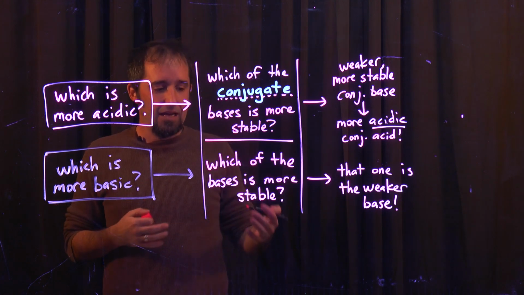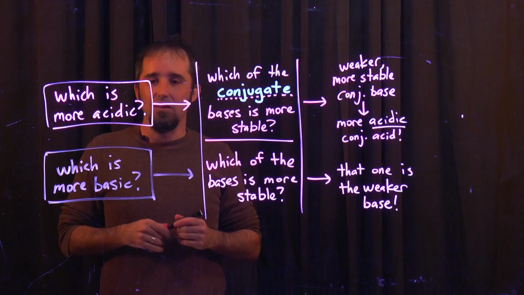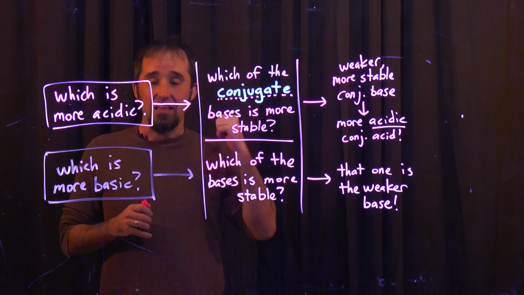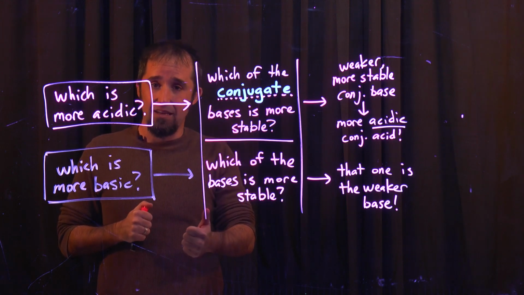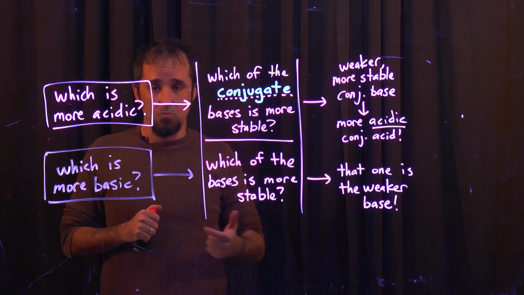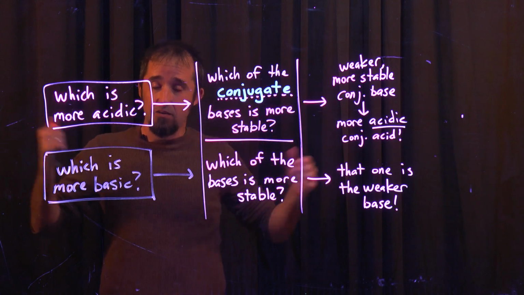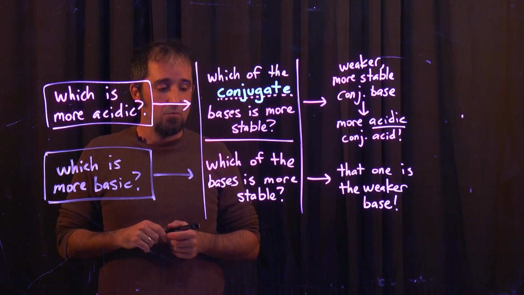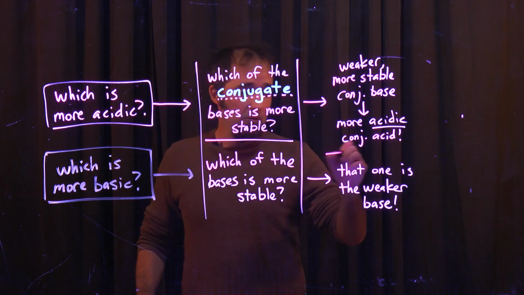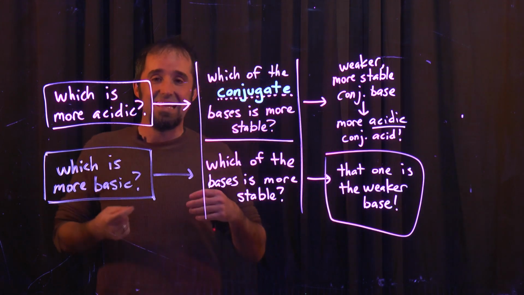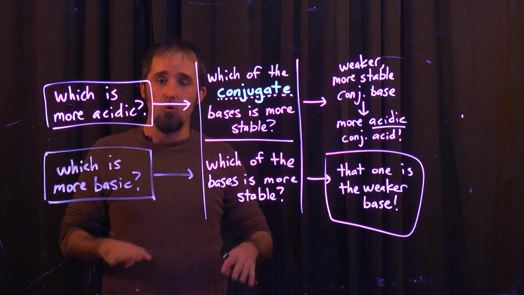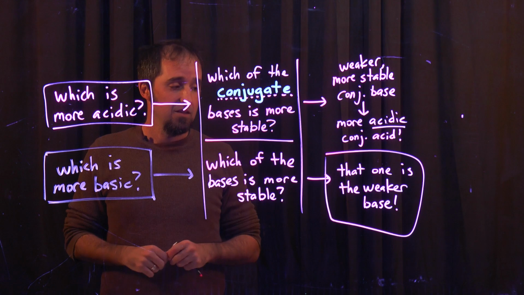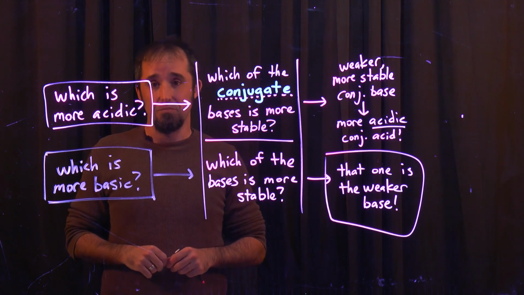And how am I going to look at whether the base is more stable? Exactly the same way I'm looking at conjugate bases. I'm thinking, is the charge on a nice electronegative atom? Is the charge spread out over a big atom or over a group of atoms? And once I figure out which of the bases is more stable, well, that one's a weaker base, right? Because again, when we say stability, we mean lower in potential energy and lower in reactivity. And so that one will be less basic.